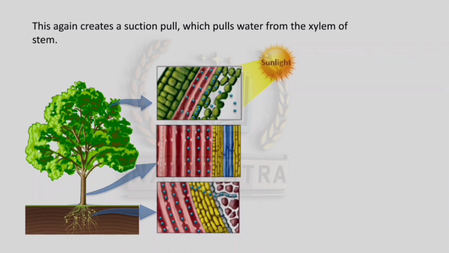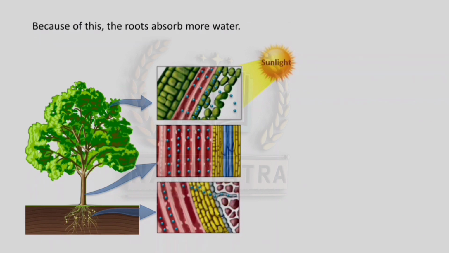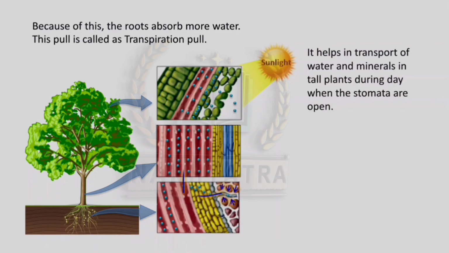This again creates a suction pull which pulls water from the xylem of stem. And then again it pulls water from the xylem of roots. So because of this, the roots absorb more water. This pull is called transpiration pull. I hope everyone is clear.